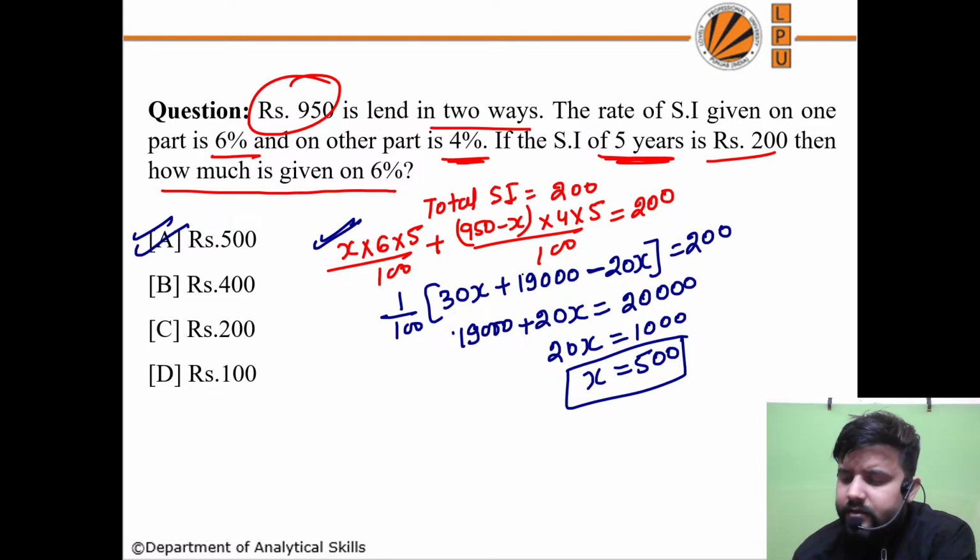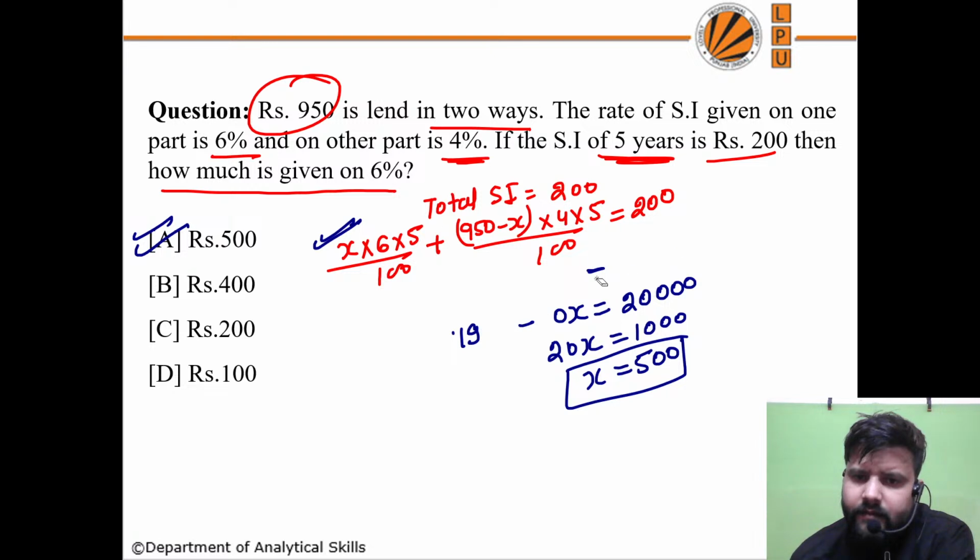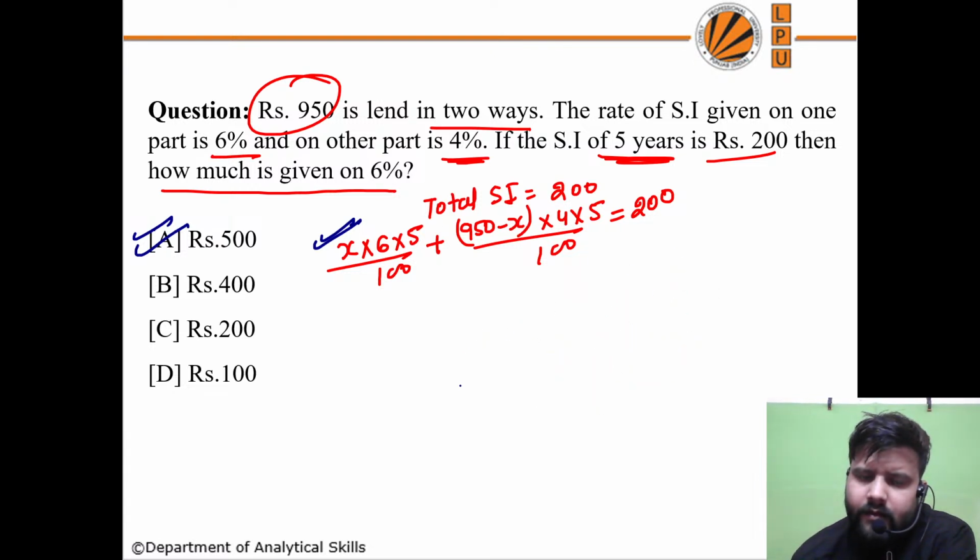Let's do it with options also. Let's see how to apply options in this as well. Wait, let me check. Is this equation correct?